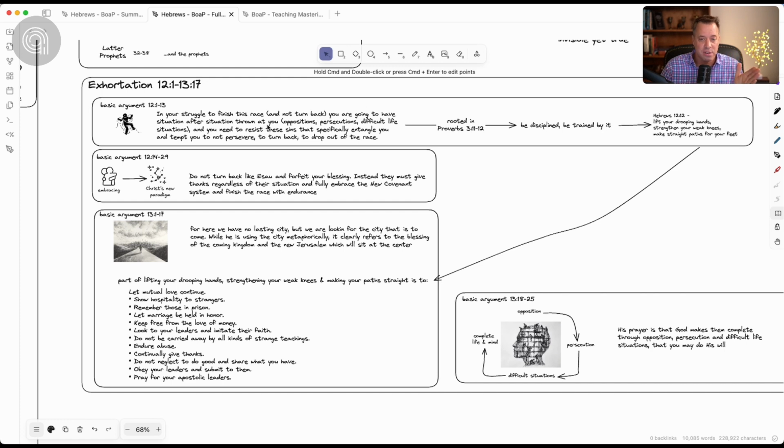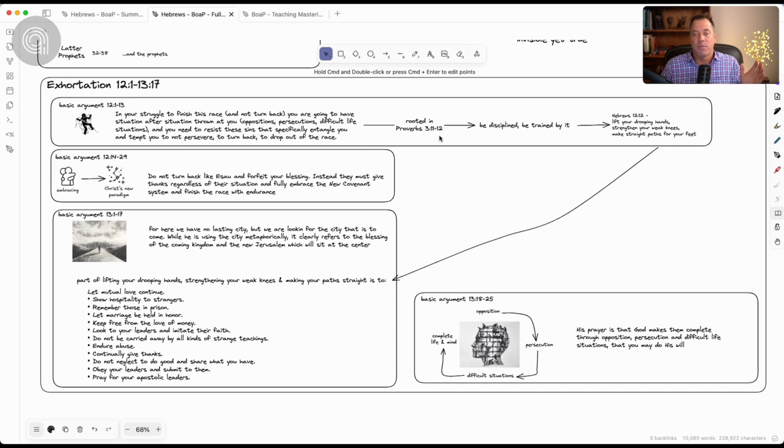You're going to have opposition. You're going to have persecution. You're going to have difficult life situations. And you need to resist the sins that specifically entangle you and tempt you to not persevere. And they entangle you to turn back or to drop out of the race.